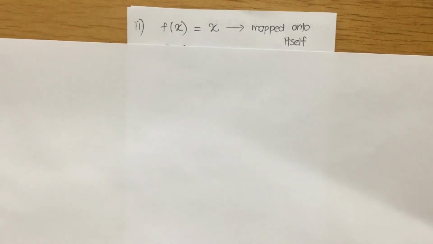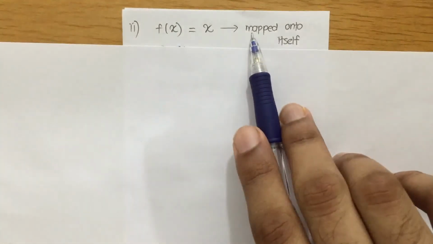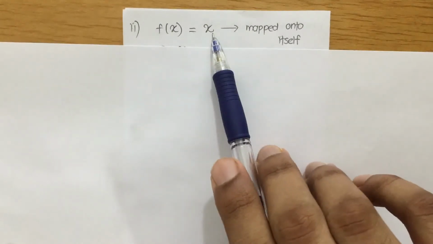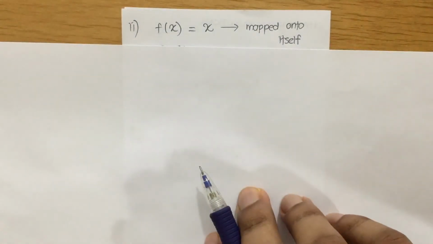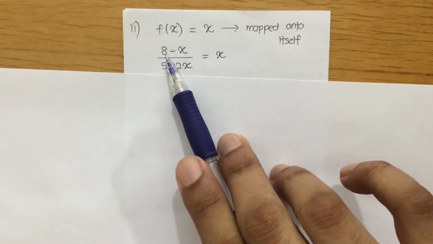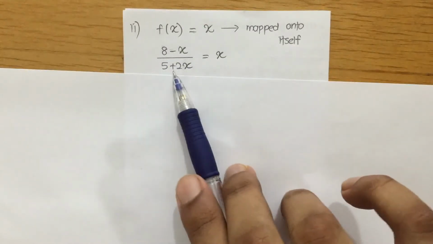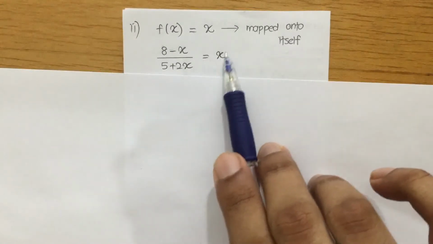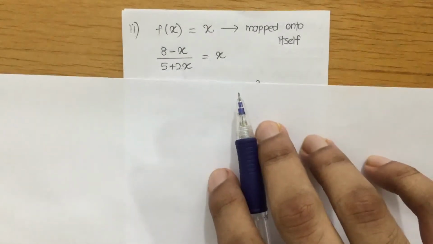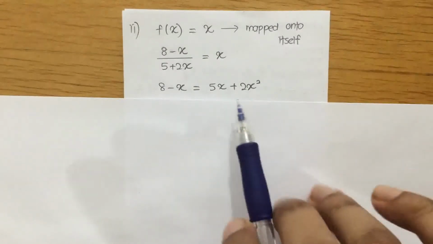Okay, we're back to the question guys. Question B part 2. For the function mapped onto itself, we must set f(x) equal to x, which I've already explained in question B part 1. Since we already know the value of k, which is 8, we substitute the 8 back inside. So 8 minus x divided by 5 plus 2x, we make it equal to x. So 5 plus 2x, you times with x. So you get 8 minus x equals 5x plus 2x squared.